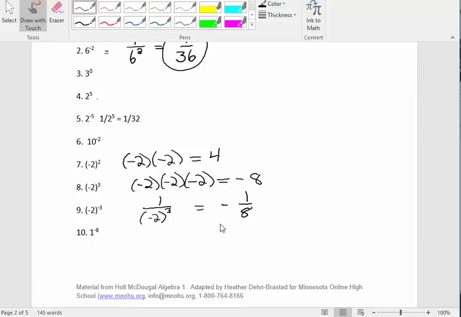In number 10, 1 to any power is equal to 1. Because what this means is we have 1 over 1, and we need this 8 times. But this is silly to do, right? 1, 2, 3, 4, 5, 6, 7, 1 more 1. But you can multiply 1 by itself a million times and you're still going to get 1. So whatever you raise 1 to, you're just going to get 1.